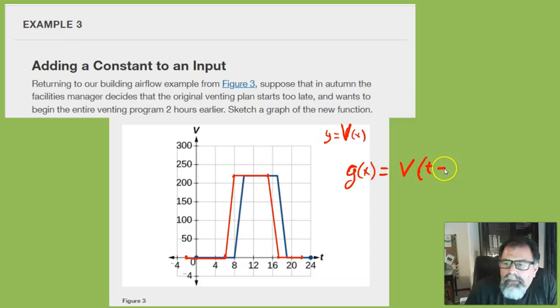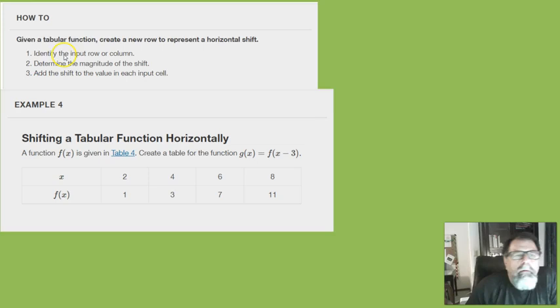And then t minus a, minus 2, so plus 2, and then that shifts the graph 2 units to the left. How to, given a tabular function, create a new row to represent a horizontal shift. Identify the input row or column, determine the magnitude of the shift, add the shift to the value in each input cell. So remember, because of the way this works, we're going to do the opposite. So this would be minus 3, so the actual shift is plus 3. So we're going to add 3 units to each of the x values to get our new x value.